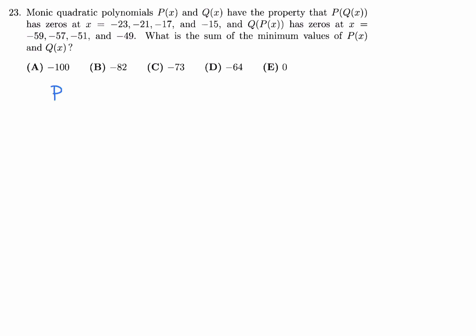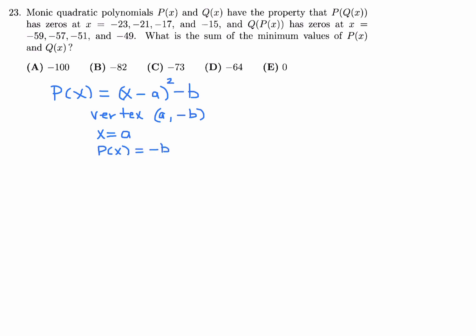We will write p(x) and q(x) in the form that clearly shows us the minimum, and that is in the form that shows the vertex. And you all remember this form where the vertex is going to be (a, -b). So when x is equal to a, we have the value of p(x) is equal to minus b, and that's the minimum value.